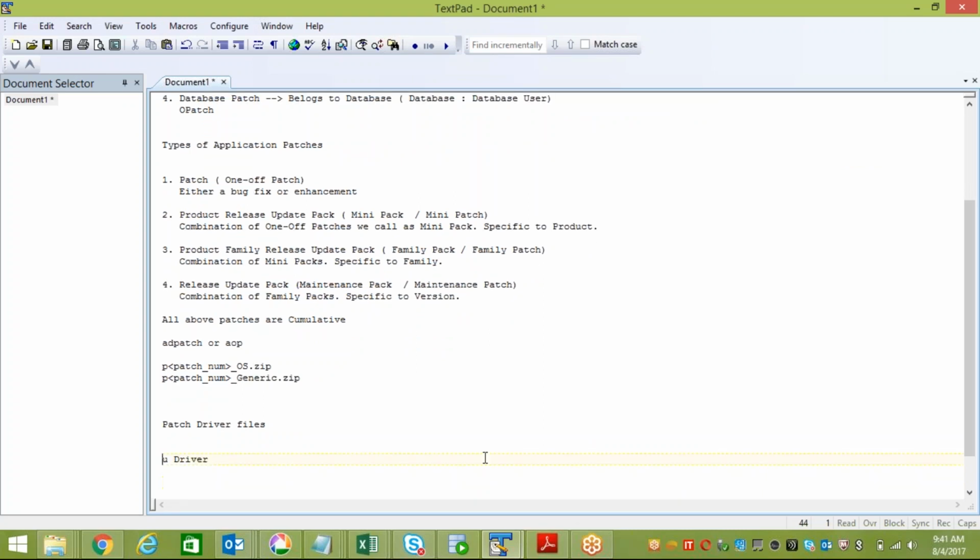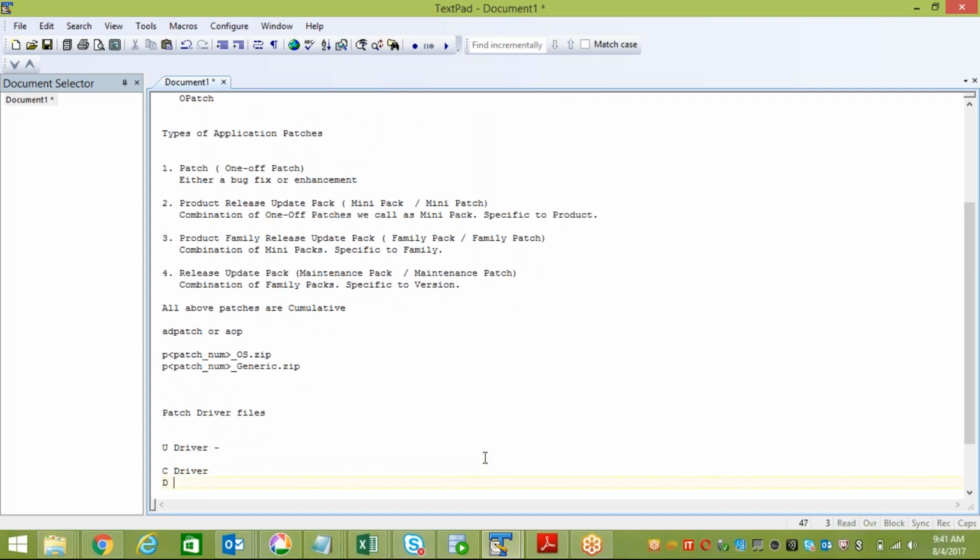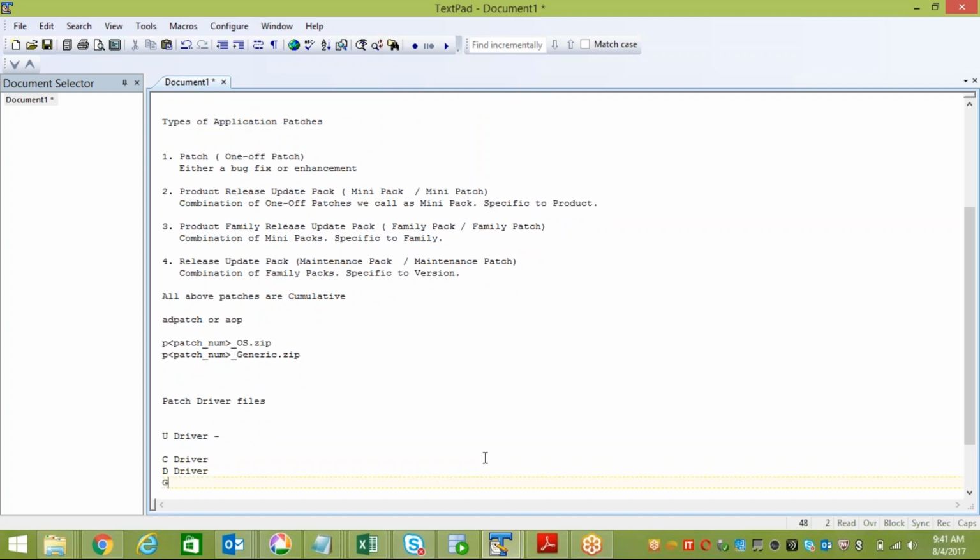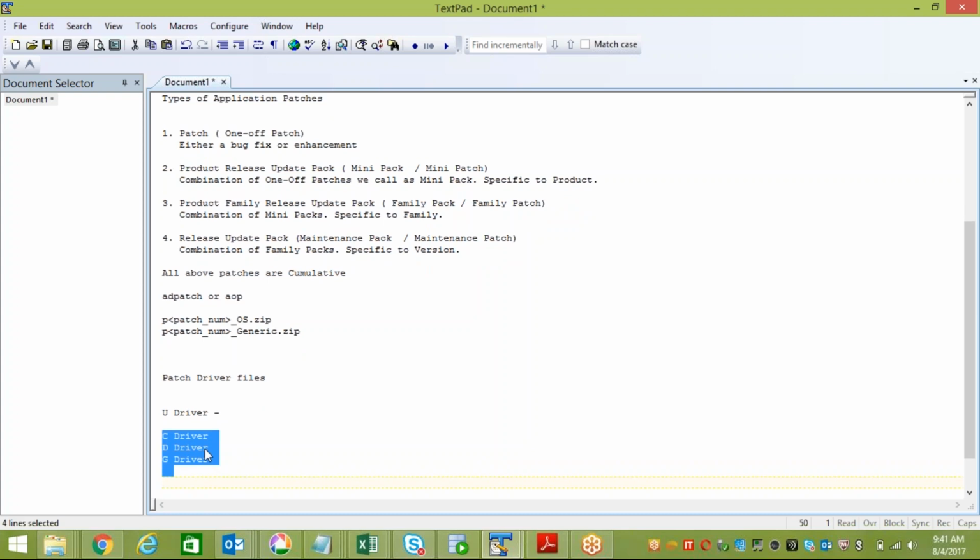Okay, so these days you are seeing the U driver. In the olden days, you would be seeing the C driver, D driver, and G driver.